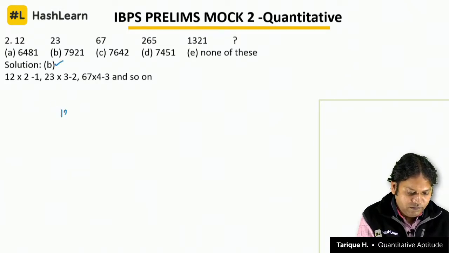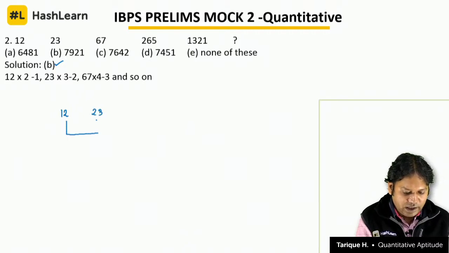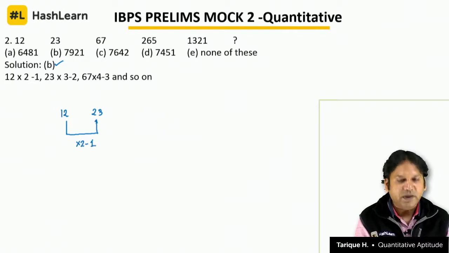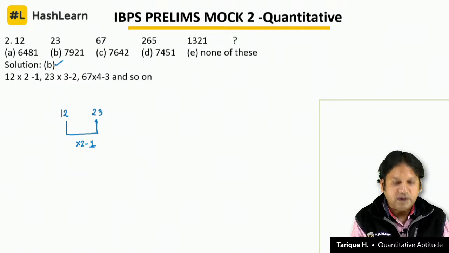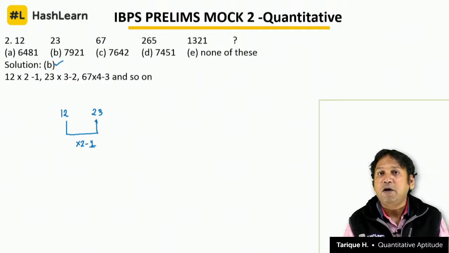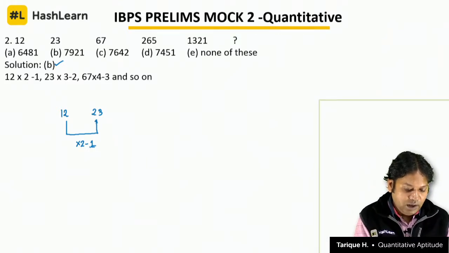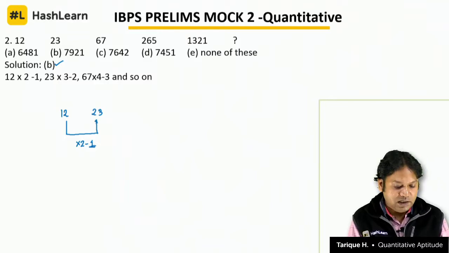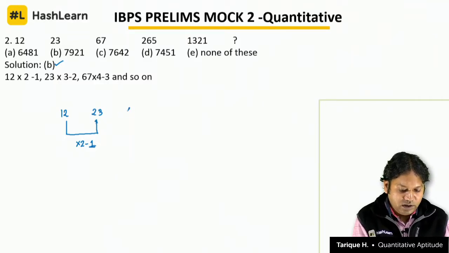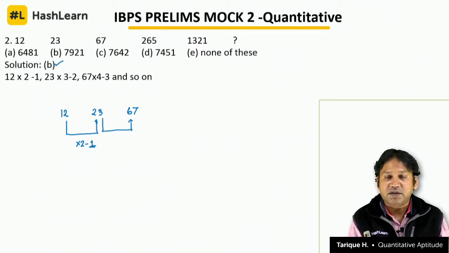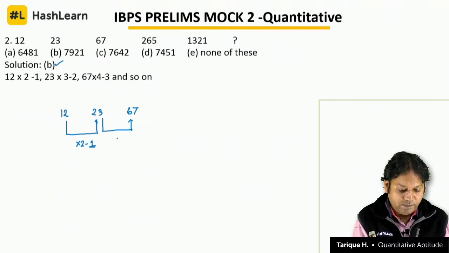So from 12 when we go to 23, what we are doing is we are multiplying by 2 and subtracting 1, and this is something that you have seen before also. It is not a completely new concept for you, multiplying and adding or multiplying and subtracting. So 12 into 2, 24, minus 1 is 23. From 23 when you go to 67, what you do is you multiply. Now 23 into 2 is 46, so we can't do 2, so we do into 3.